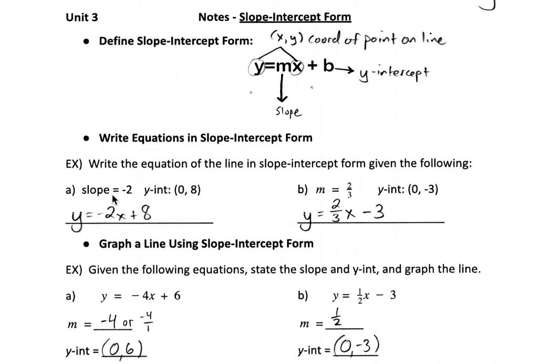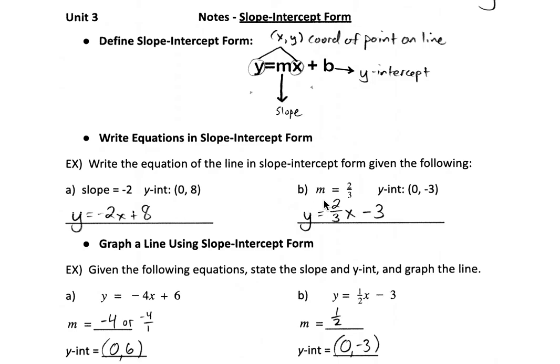Given a slope of -2 and a y-intercept located at 0, 8, we can write the equation in slope-intercept form by substituting the -2 into the m spot. So we're going to write y equals -2. Keep that x as a variable, and the y value of our y-intercept is 8, so we're going to say plus 8.